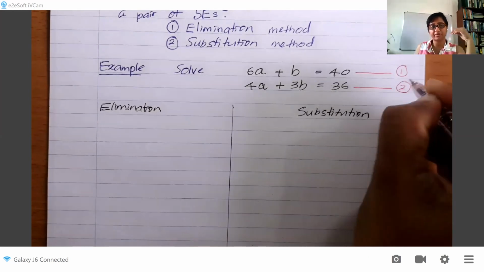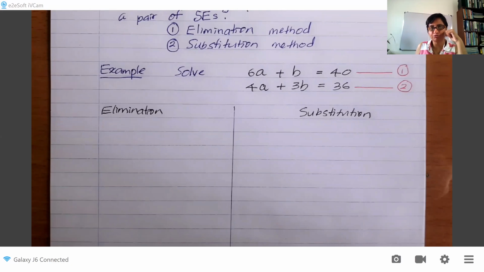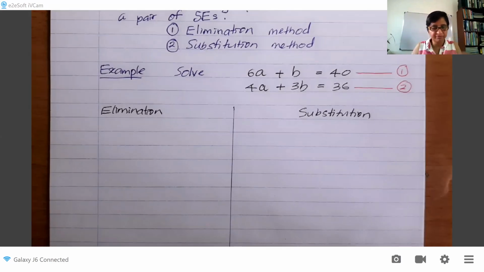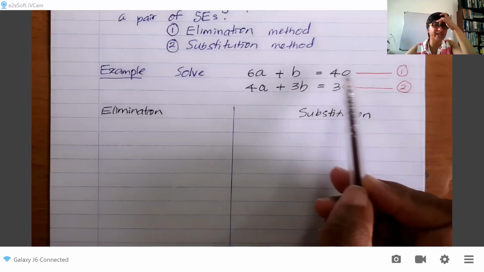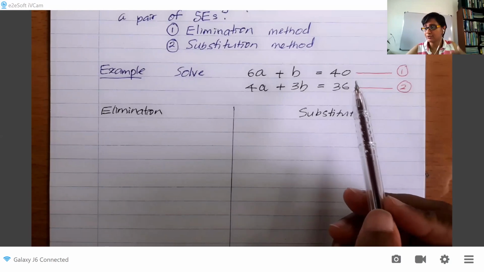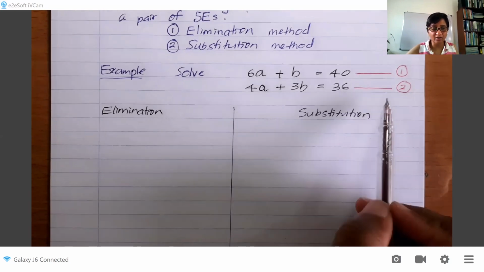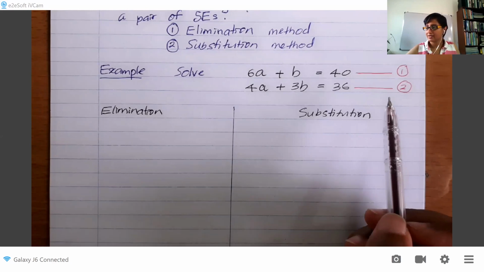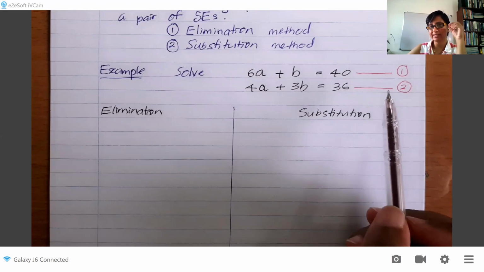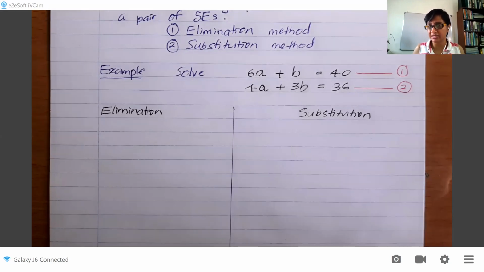In the elimination method, each of these equations has two unknowns. If you look at the first equation, can you just use that first equation to solve for A or B? You can't. Can you use only the second equation to solve for A or B? You can't. So we are looking for a value for A and a value for B that would fit both of these equations.